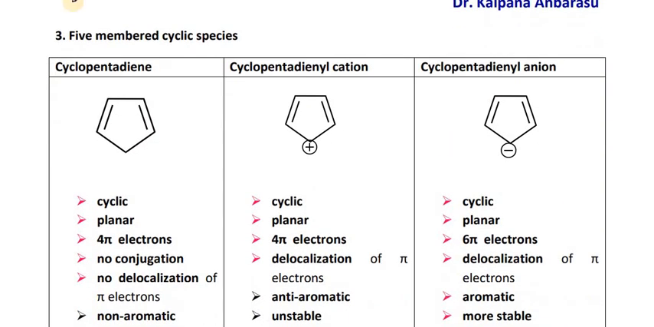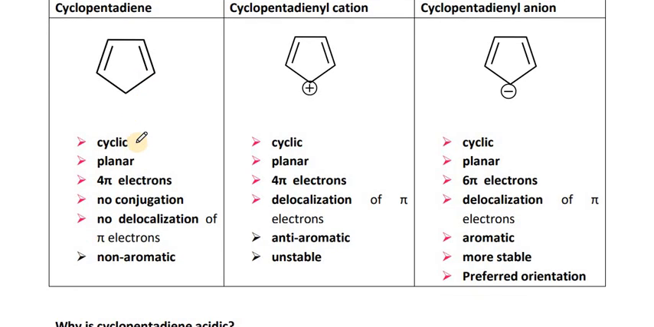Coming to 5-membered cyclic species, cyclopentadiene. Cyclopentadiene is cyclic, planar. It has 2 pi bonds, therefore 4 pi electrons, but there is no conjugation: single, double, single, no conjugation. Therefore, no delocalization is possible, and the pi electrons will be localized between these 2 carbons, and these pi electrons will be localized between these 2 carbons. There is no delocalization. Therefore, it is non-aromatic.